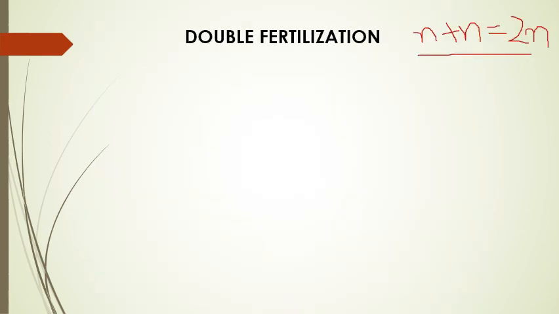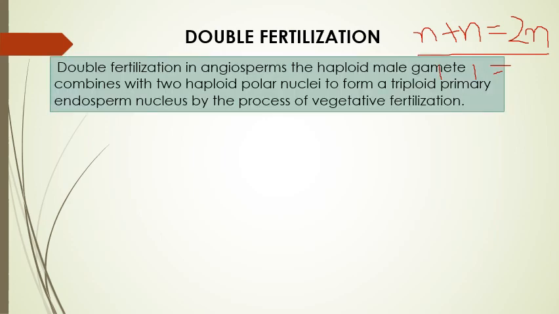As I have mentioned earlier, the zygote is always diploid because the joining of the two haploid gametes will form a 2n number of chromosomes, that is a diploid set of chromosomes, a diploid zygote. It is syngamy during fertilization. But in case of double fertilization, what happens? It is a little bit different. In double fertilization, it happens in angiosperms where the haploid male gamete combines with two haploid polar nuclei.